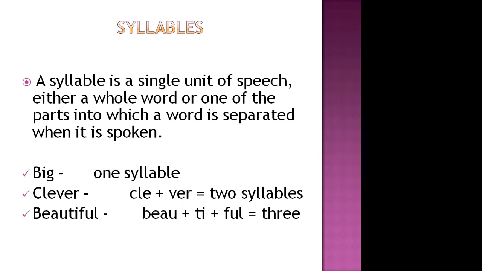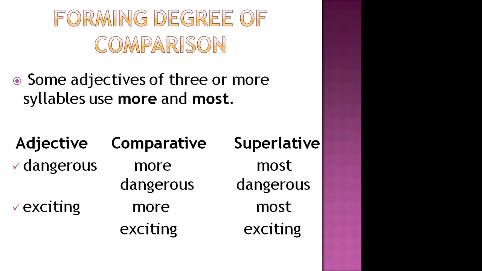Why are we talking about this? Because some adjectives of three or more syllables use more and most. For example, dangerous, if you form the comparative, it becomes more dangerous. Superlative is most dangerous. Exciting, comparative, more exciting. And superlative is most exciting.